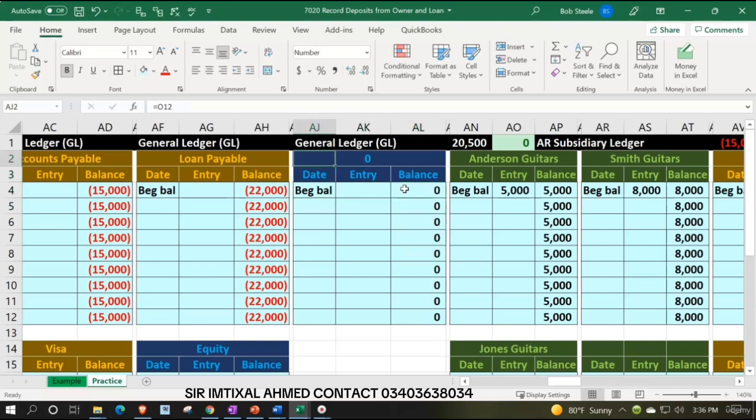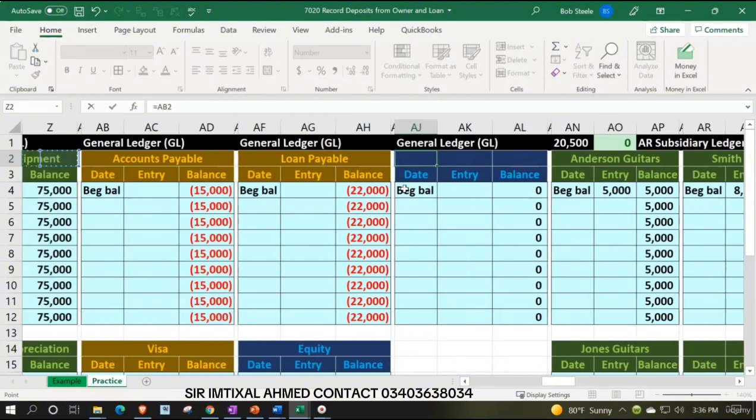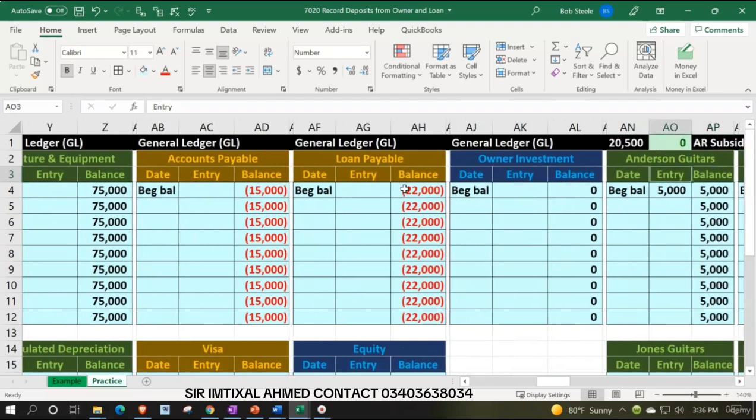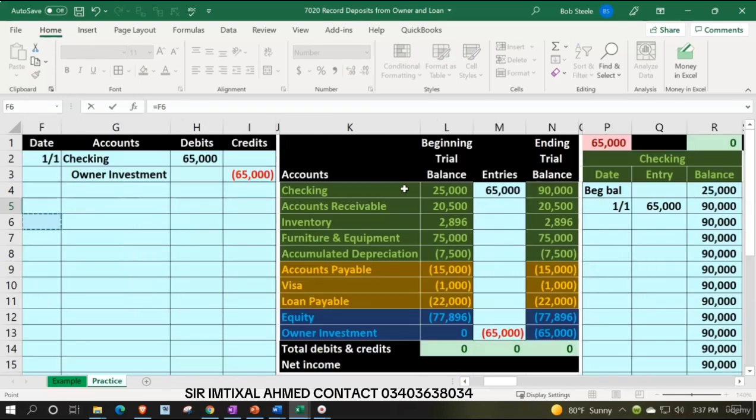And then I'm going to say here in cell AJ2, I'm going to pick up the name by saying equals and pull over the name from the trial balance, which is going to be owner investment. So there we have that, and then we can post it to it, 1-1. So now I'm in cell AK5, equals left to the wall, picking up that owner investment.